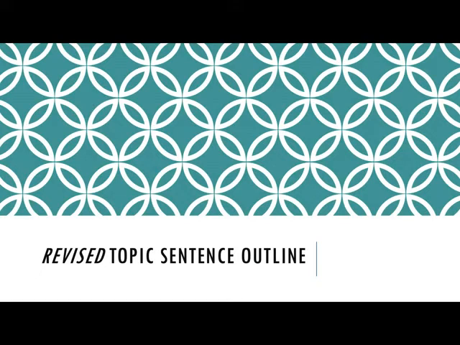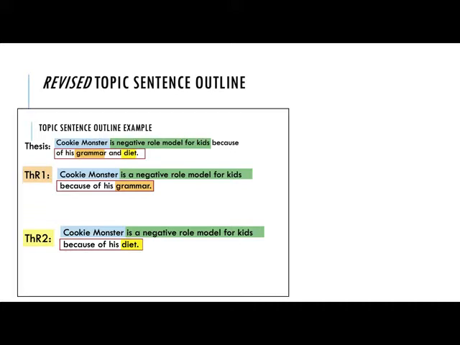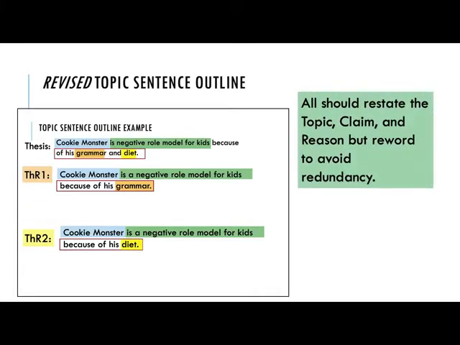Revised topic sentence outline. Okay, so when we go to revise our topic sentence outline, it's important to start with what we already had, our very simple thesis with the topic, claim, and reasons outlined, and then our sort of redundant topic sentences that just restate exactly in the same order the topic, claim, and reasons. What happens next is you want to restate the topic, claim, and reason, but you want to reword each of those topic sentences to avoid redundancy.